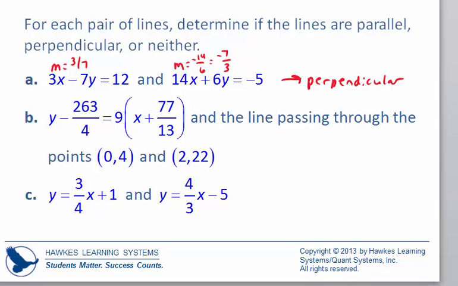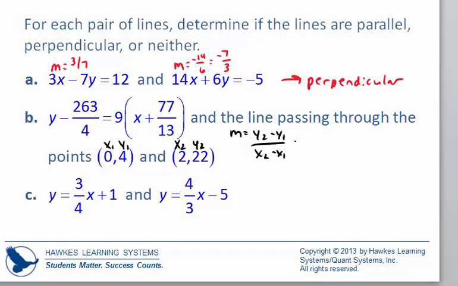Now for part B, the equation looks terrible with those fractions, but in actuality, it's not so bad. We are going to check and see if the lines are parallel or perpendicular. So let's look at the two points that we have. We have the line that passes through the points (0, 4) and (2, 22). Let's look at that first and let's calculate our slope. So our slope would be the difference in the y's over the difference in the x's. The (0, 4), we're going to make x1, y1. The 2 and 22 will make x2 and y2.